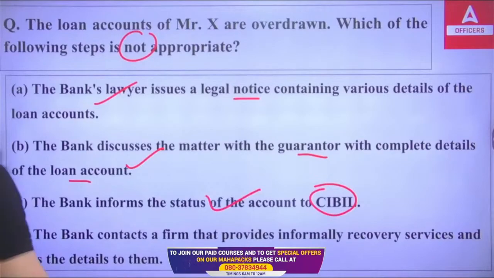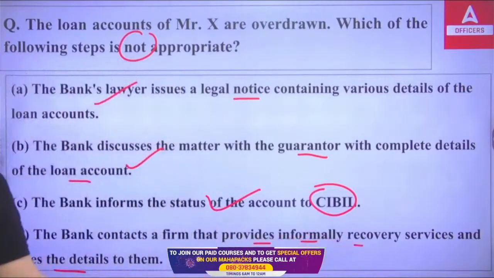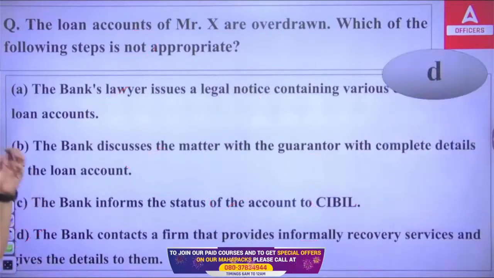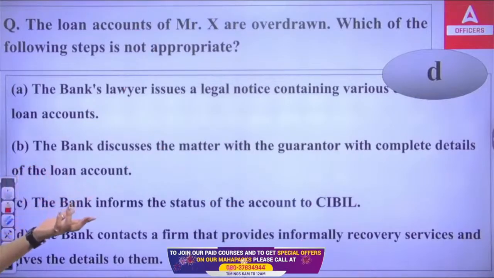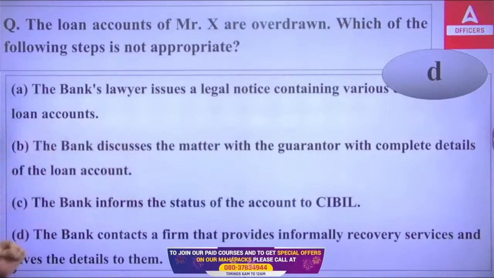So the bank contacts a firm that provides informal recovery service and gives the details to them. This cannot be done. This is not a professional way to overcome this issue of overdrawn amount in the loan account. So the right answer will be D option. It is not an appropriate step that can be taken by the bank. You can't do that informally. You have to follow the formal rules. You have to follow the rules, regulations, guidelines, and standard norms.